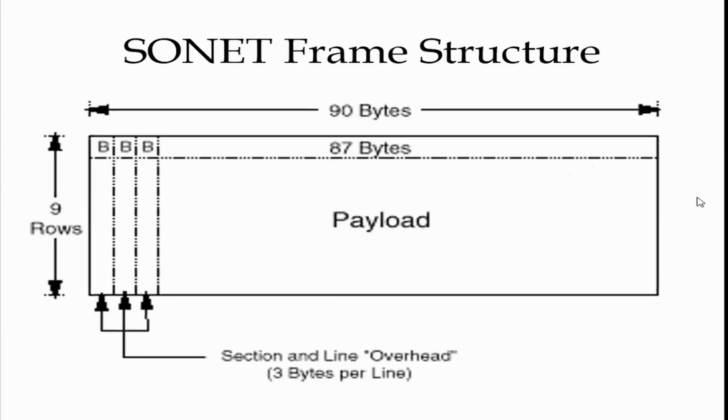So this is the frame structure. The length of one packet or one frame is going to be 90 bytes, out of which your payload length will be, leave this header of 3 bytes. These 3 bytes can be ignored, and the rest of the bytes will be 87 bytes. So 87 into 9 rows.